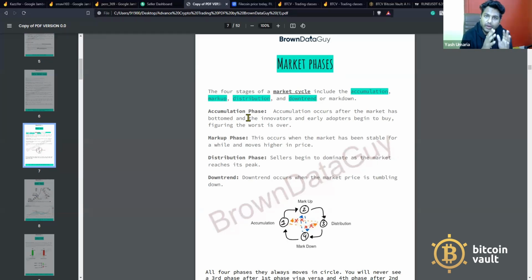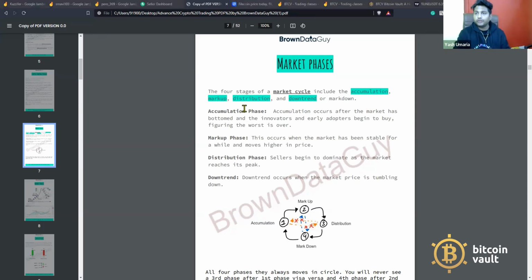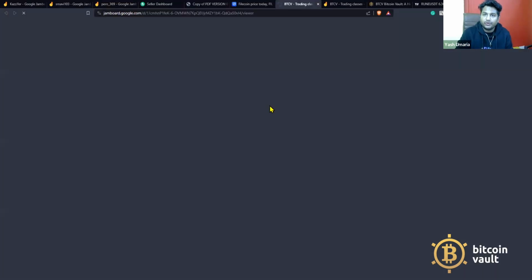See, in one market cycle, we have four different market phases: accumulation, markup, distribution, and a downtrend. So we have four different market phases in one market cycle. The first one is accumulation. The second one is markup. The third one is distribution. And the last one is the downtrend market phase. Now let me show you how it looks.